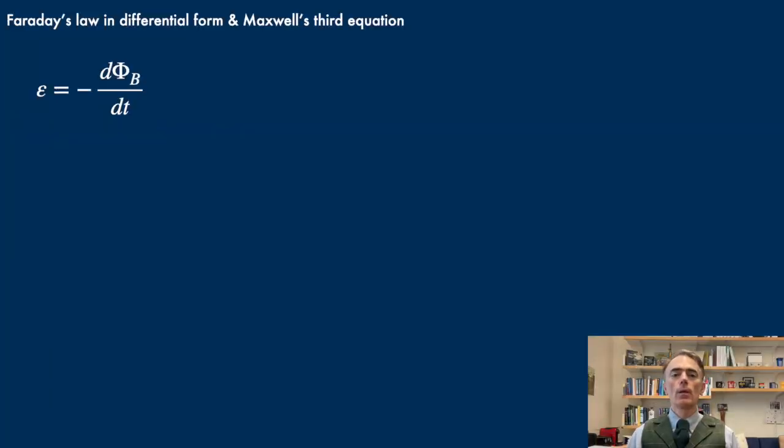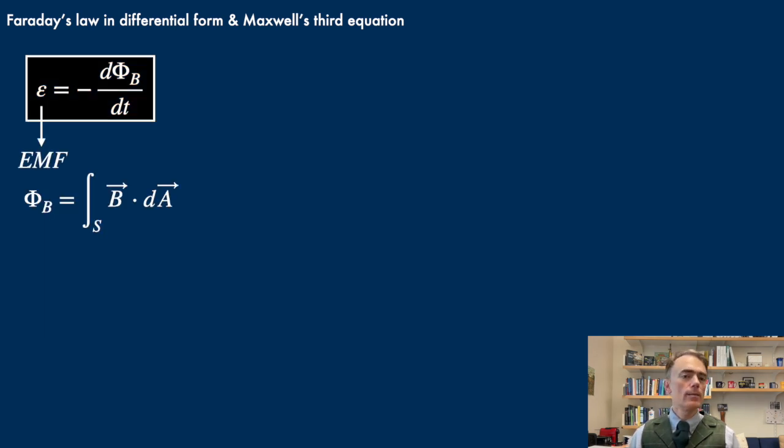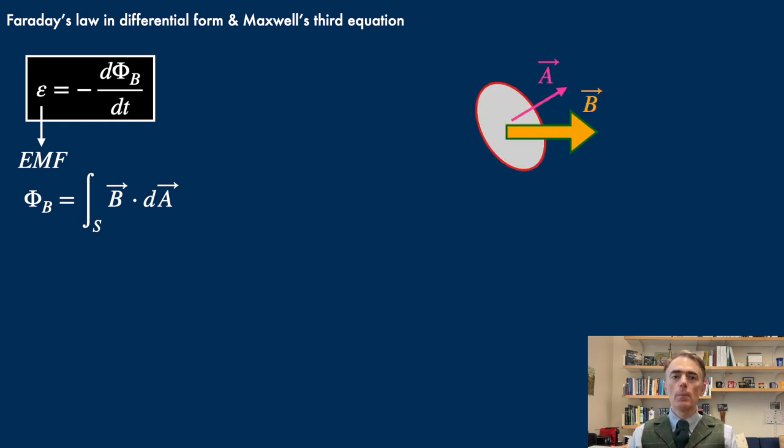Let's start with Faraday's law in its well-known form, where epsilon is the induced electromotive force. The integral of B dot dA is the magnetic flux through a surface S. B is the magnetic field and dA is the infinitesimal vector element of the surface. This tells us that the change in magnetic flux through a loop creates an EMF, which can drive a current if the loop is made of conductor.